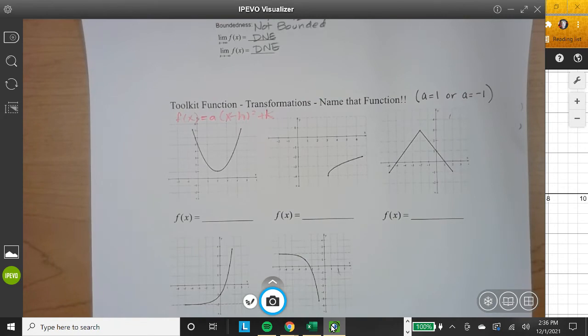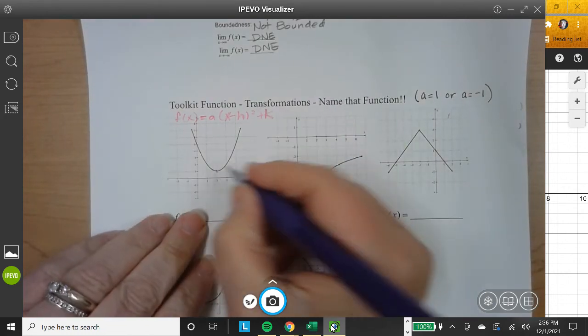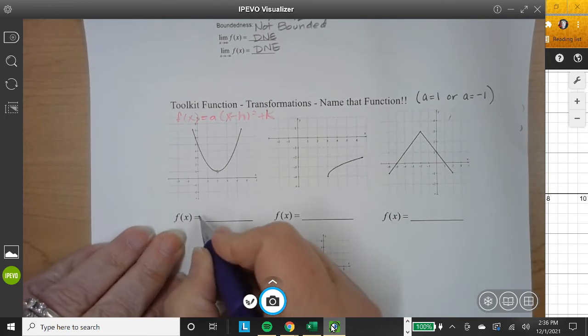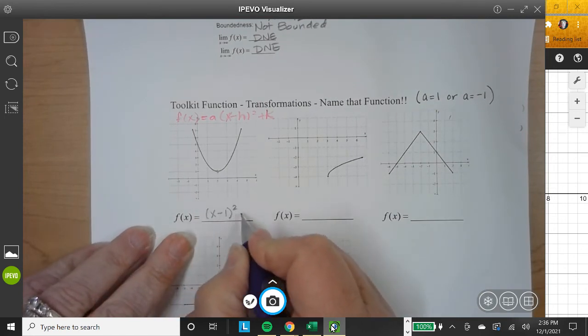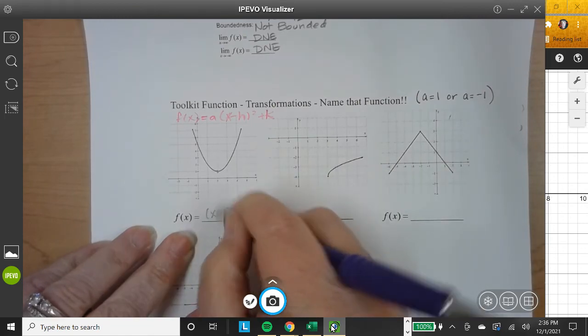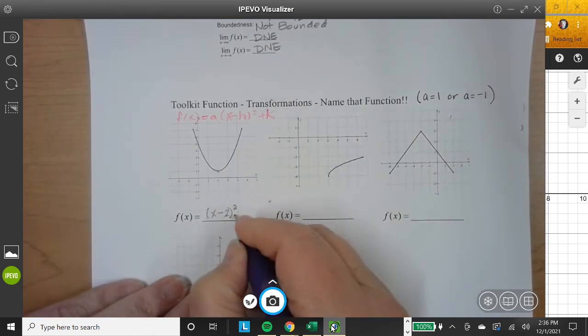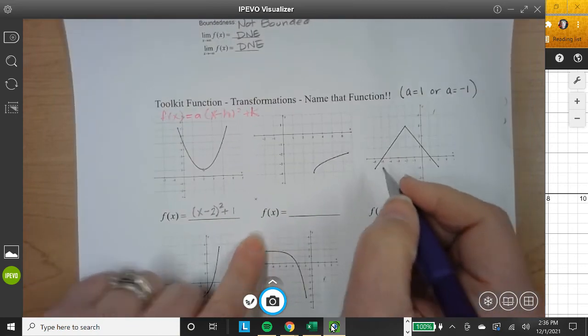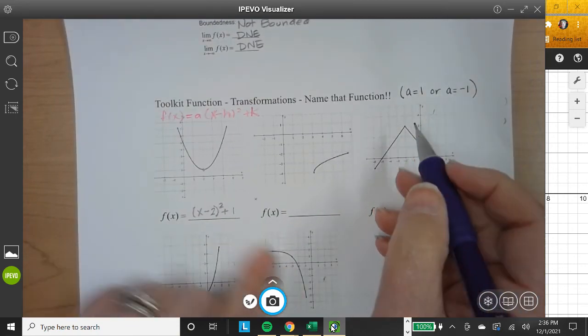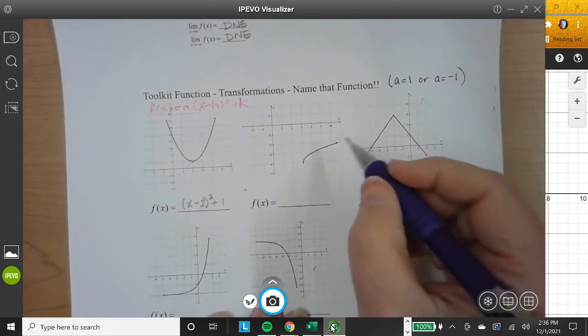Okay, so this vertex right here is at 2, 1. So this function is going to be x minus 1 quantity squared. I'm sorry, x minus 2, because that's the shift. X minus 2 quantity squared plus 1. And I said the a is 1 or -1, and it's positive 1 because it opens up.